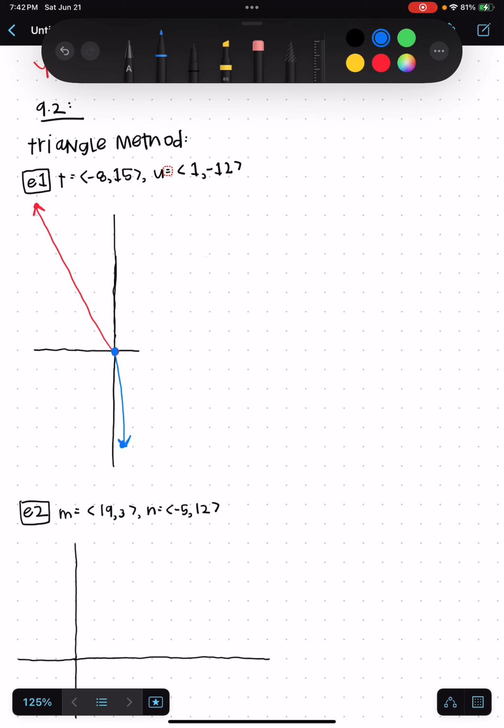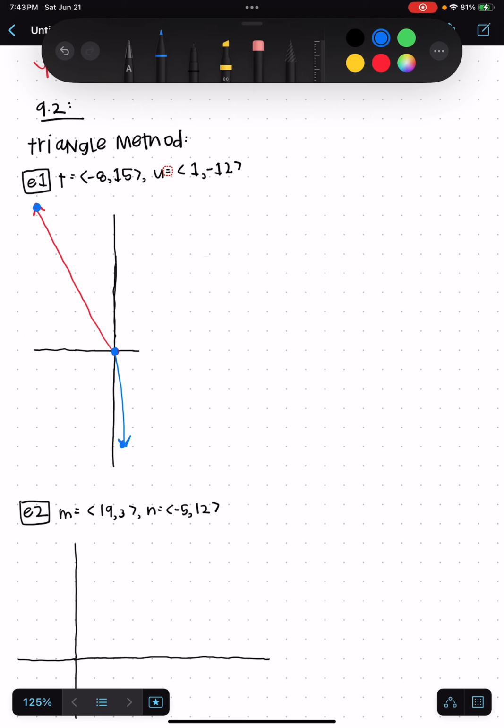Okay, so basically, for the triangle method, we're going to take one of these and move it so that the end of the arrow starts at the beginning of the other arrow. So I'm going to move this blue arrow, and now I'm going to start the point right here, at the very end of my red arrow.